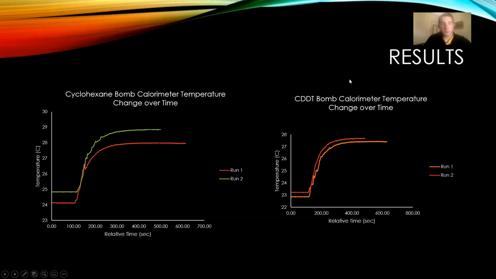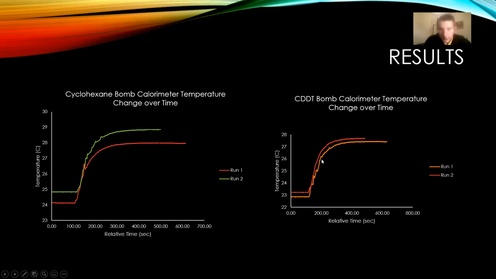Okay, so here are some temperature graphs that we got from the experiment we recorded. These graphs help visualize really how the reaction is happening inside the bomb calorimeter. You can see that the temperature is increasing at the start a lot, right? That's right when the ignition takes place, right around here. And then it starts to increase a lot, and then eventually the reaction starts to level off.